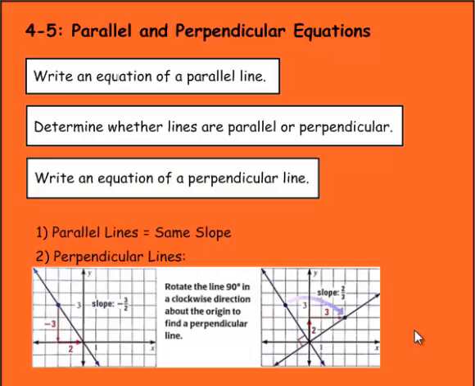We're on lesson 5 of chapter 4, which is parallel and perpendicular lines. First we're going to write an equation of a parallel line. Then we're going to determine whether lines are parallel or perpendicular. Then we'll write an equation of a perpendicular line. Of the two, parallel lines are the easier ones.